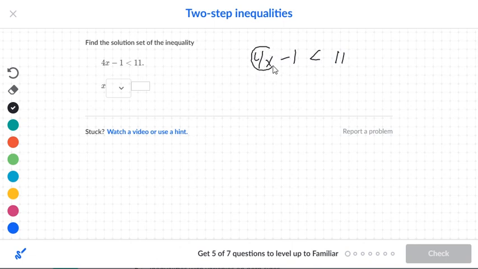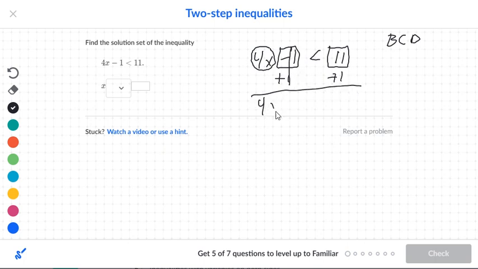So we're going to circle our letters and box our numbers. We're going to use B, C, D like we've done before. We're going to move the minus 1 out of there because we want the circle by itself, so each side gets a plus 1. We're going to cross this out. We're going to end up with 4x, inequality sign.